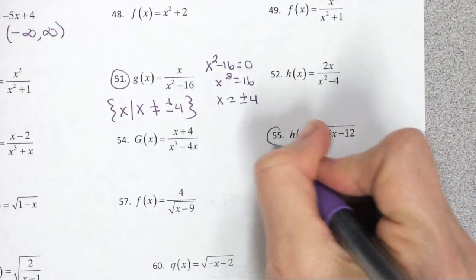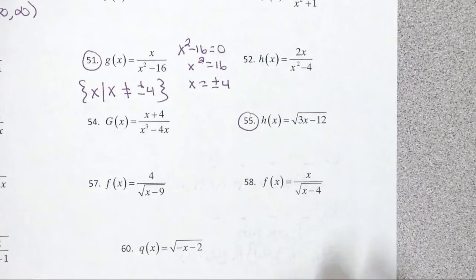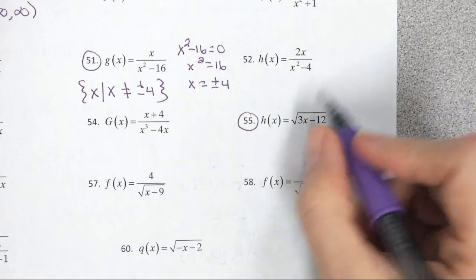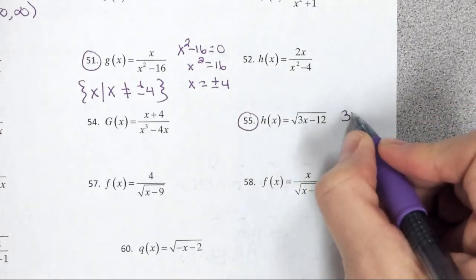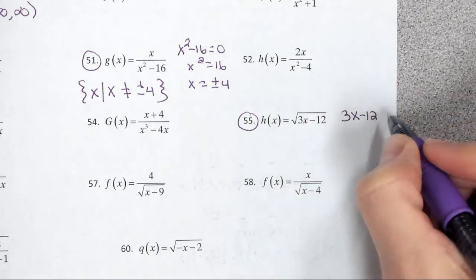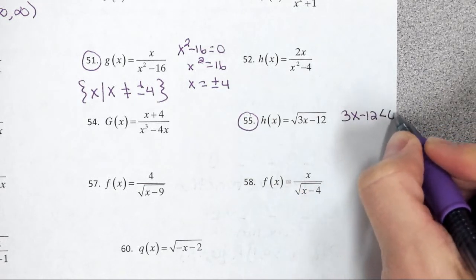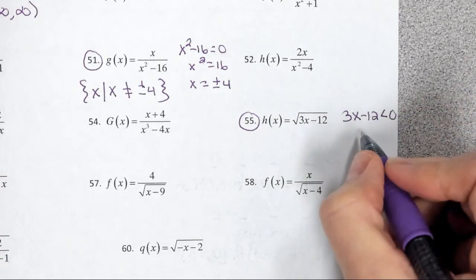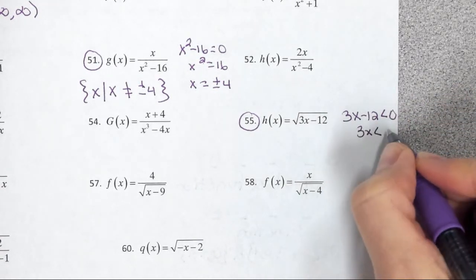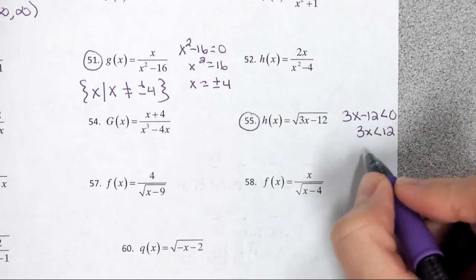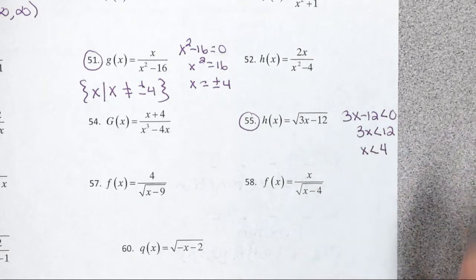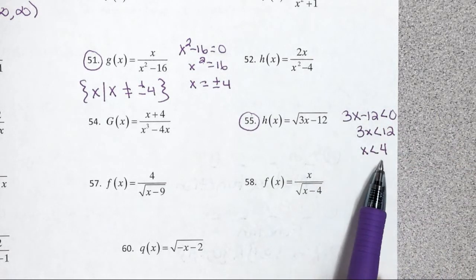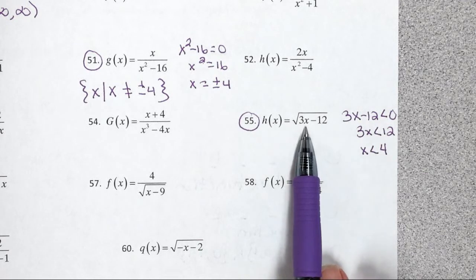Let's go look at 55. So when you have a square root, you're going to take whatever's under the square root and find out what would make it be a negative number. So what would make it be less than 0? So I'd add 12 to the other side and I get 12. I divide by 3 and we get 4. So any number less than 4 would give me a negative number.